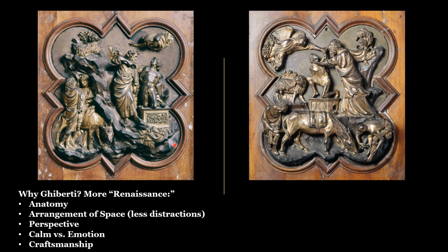And finally, craftsmanship. To us, both of these works look perfectly fine. They look very well crafted. The judges were able to look at both the front panels and the back, and when they looked at the back of these, they saw that Ghiberti had actually cast this out of one piece of bronze, whereas Brunelleschi put his together with individual pieces like a puzzle. Again, to us, we might say, well, that's okay, whatever.